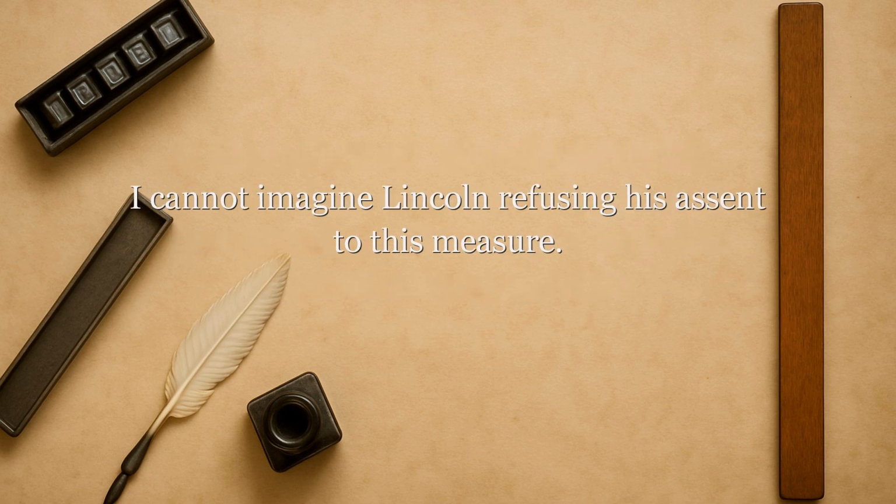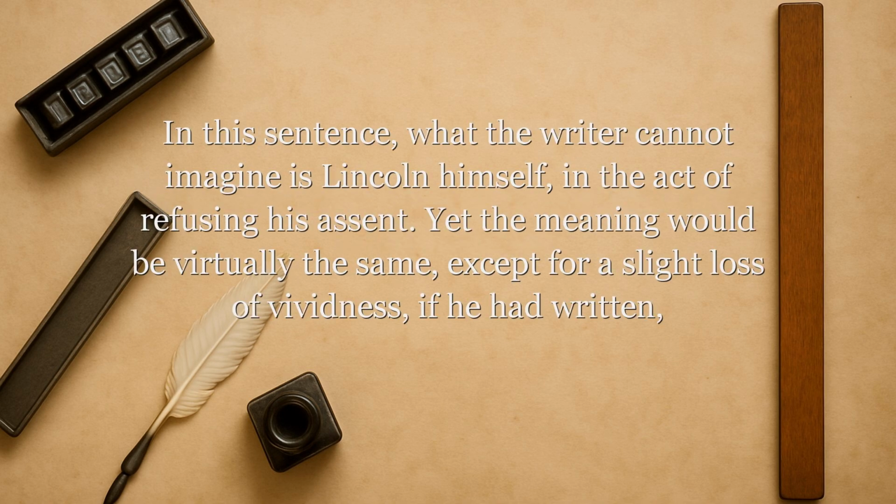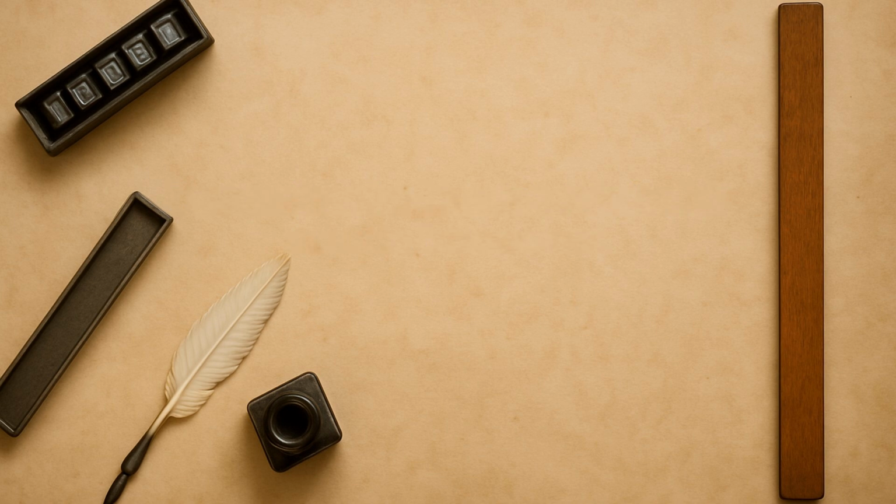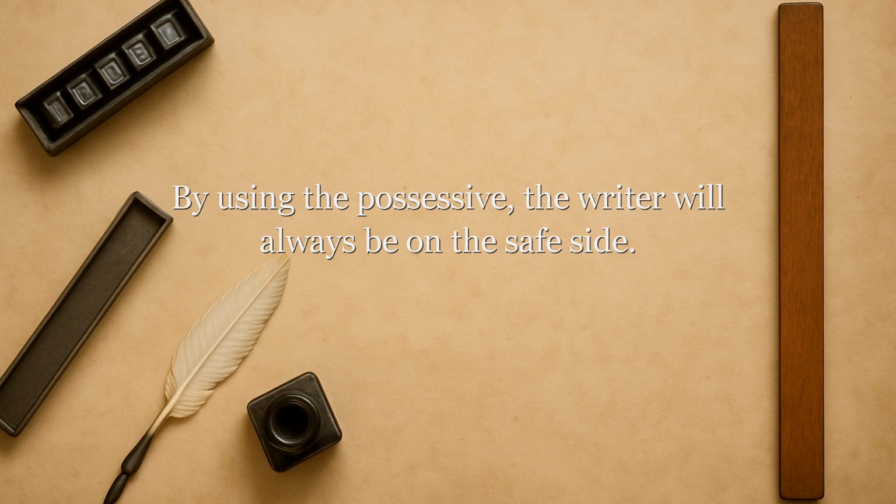I cannot imagine Lincoln refusing his assent to this measure. In this sentence, what the writer cannot imagine is Lincoln himself in the act of refusing his assent. Yet the meaning would be virtually the same, except for a slight loss of vividness, if he had written, I cannot imagine Lincoln's refusing his assent to this measure. By using the possessive, the writer will always be on the safe side.